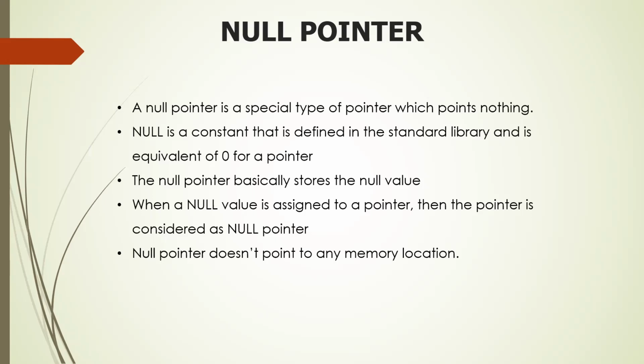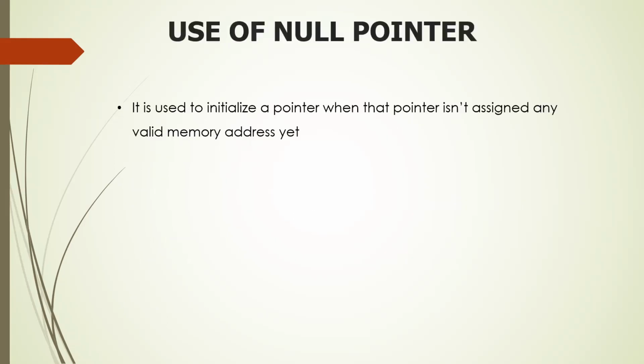Initially, if we don't know what address the pointer has to point to, we can keep it as null. Example for null pointer initialization: int star ptr is equal to null. ptr is the variable name. Null is the value. Use of null pointer: why do we go for a null pointer? It is used to initialize a pointer when the pointer is not currently assigned any valid memory address. Example, in main we declare a pointer that is a null pointer, then we return 0.